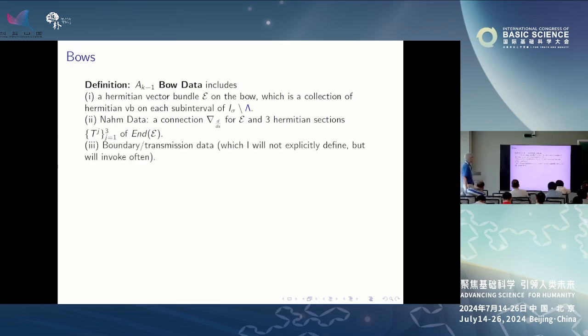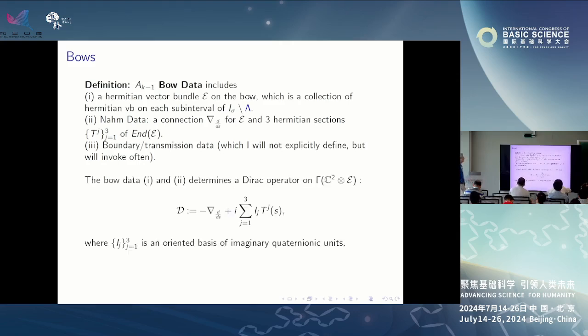And then the part that, for people who've played a lot with the Nahm transform in 1 and 2 dimensions, is fairly clear. There's also a lot of boundary data, which I'm not going to write anything down about. I'll just say a few words. It plays an important role in the story, but I won't give you any explicit formulas for it. And so the first two bits of Bow data, the bundle and the Nahm data, allow us to define a Dirac operator.